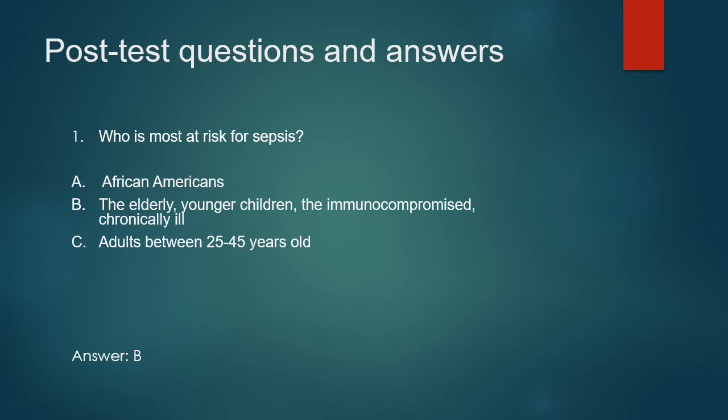Now the post-test questions and answers. So number 1, who is most at risk for sepsis? A, African Americans, B, the elderly, younger children, the immunocompromised, or the chronically ill. C, adults between 25 to 45 years old. The answer is B, the elderly, younger children, the immunocompromised, or the chronically ill.